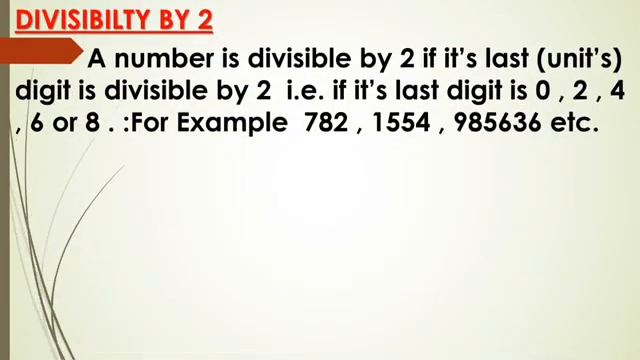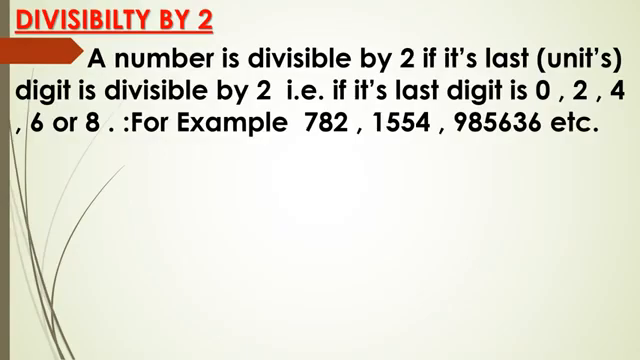After that, we have done divisibility by 2. A number is divisible by 2 if its last digit is divisible by 2. That means ones place digit is even. Or we can say if the ones place digit is either 2, 4, 6, 8 or 0. Examples: 782, 1554, 98, 9,85,636 and so on.